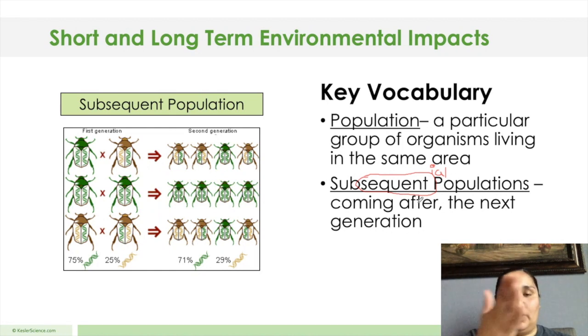So you have mom and dad. The subsequent population would be the following generation, and then what follows after that, the next generation and the next generation. So subsequent, once again, some sort of sequence. So first, second, third, fourth generation, the next generations, okay? So hopefully that helps you remember subsequent populations.